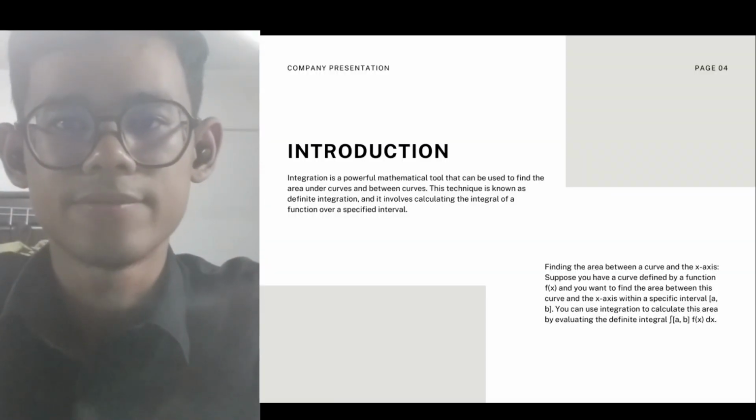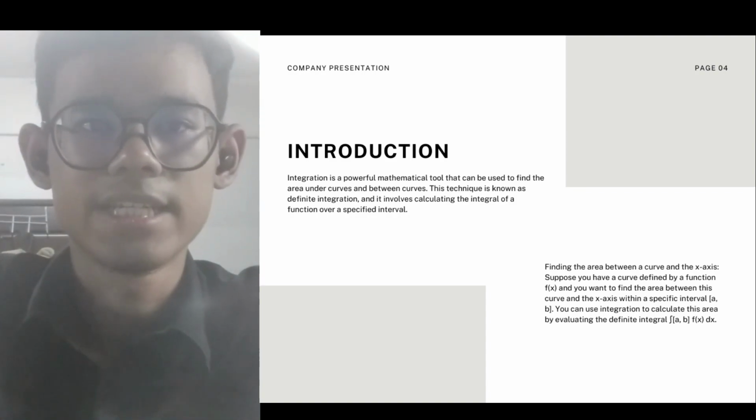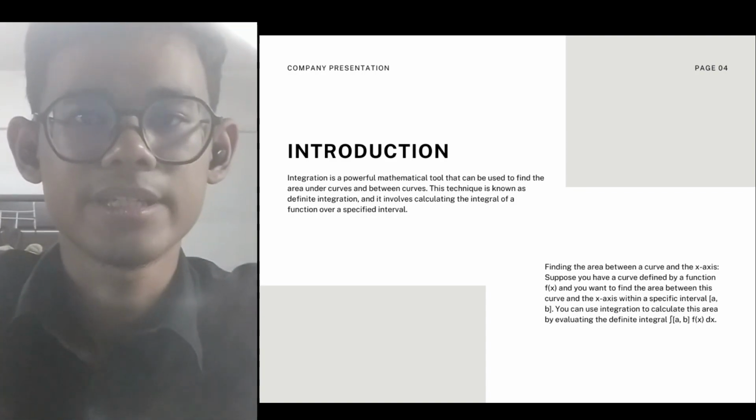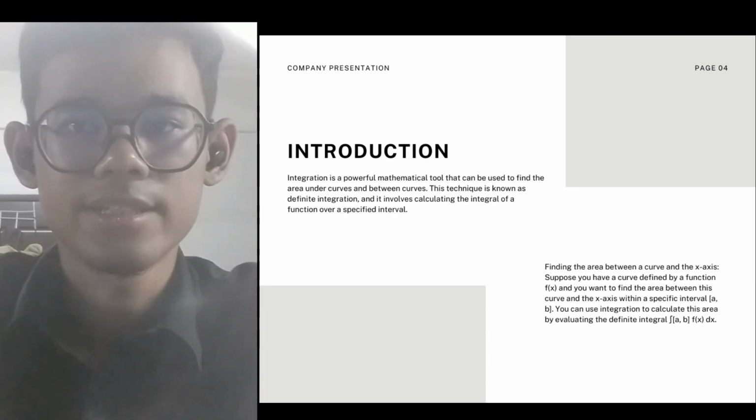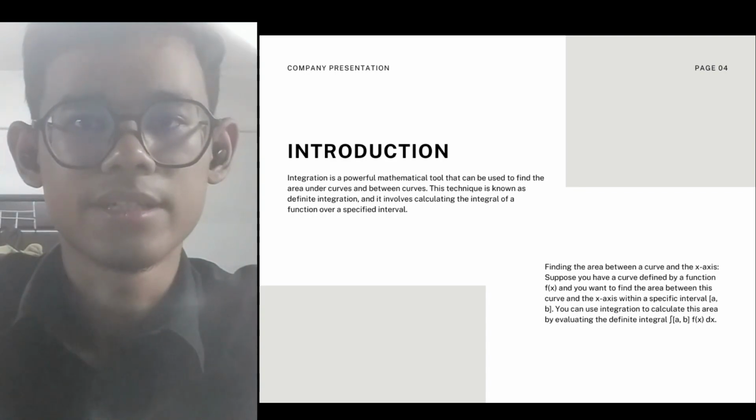3.8 Application of Integration to find area. For the introduction, integration is a powerful mathematical tool that can be used to find the area under a curve and between curves. This technique is known as definite integration, and it involves taking the integral of a function over a specific interval. Finding the area between a curve and the axis.